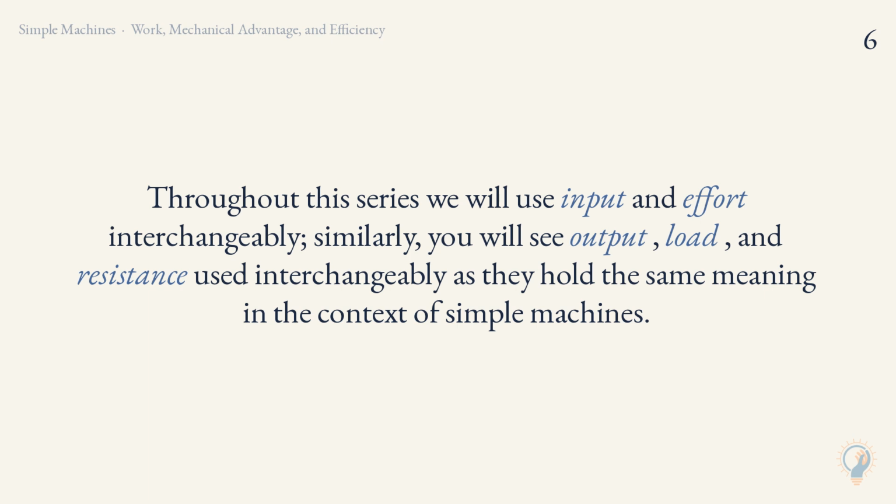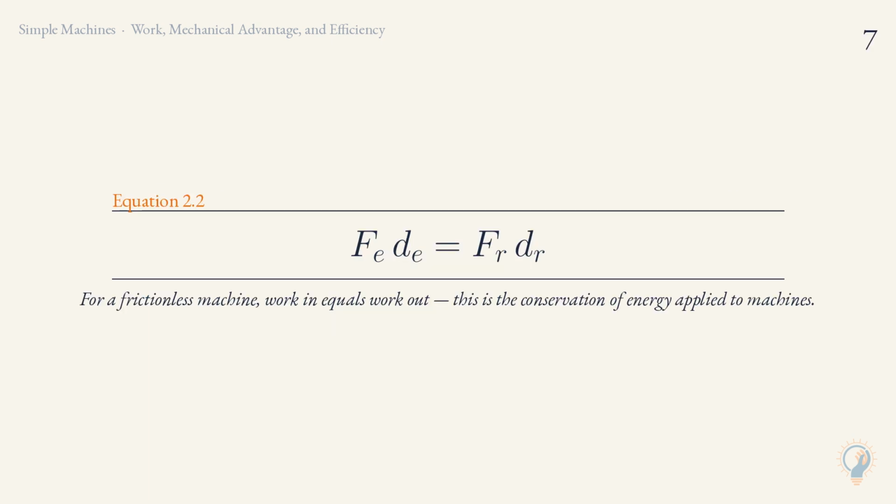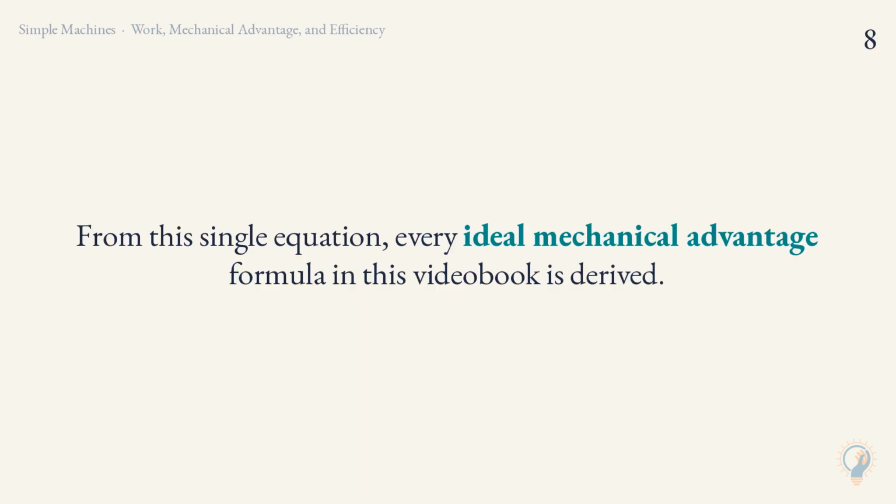simple machines. Equation 2.2. Effort force times effort distance equals resistance force times resistance distance. For a frictionless machine, work in equals work out. This is the conservation of energy applied to machines. From this single equation, every ideal mechanical advantage formula in this video book is derived.